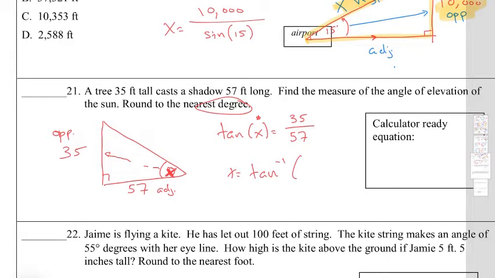I'm going to put tan inverse of 35 over 57 into my calculator, and I get the angle to be 31.55, but because they want us to round to the nearest degree, that means the nearest degree is 32 degrees. Where it says calculation ready equation, that's the equation we put in there.